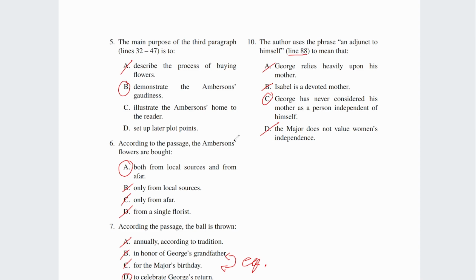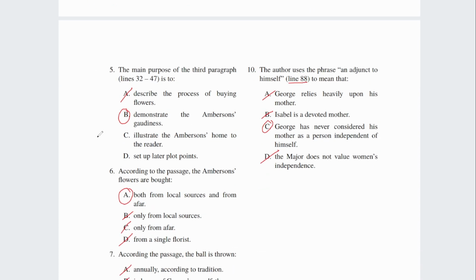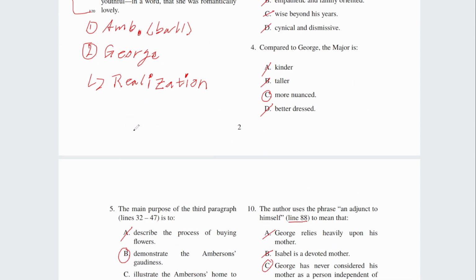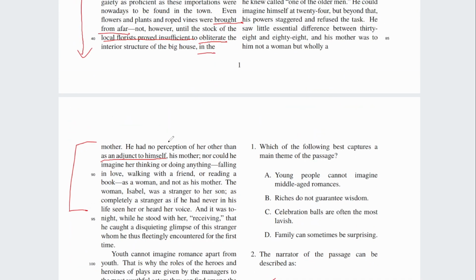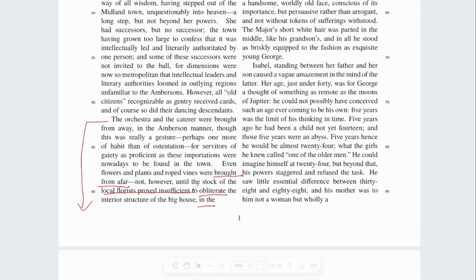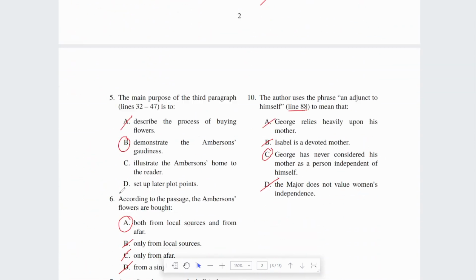Illustrating the Ambersons' home to the reader is again something that happens in this paragraph, but I wouldn't call it the main purpose. I wouldn't call it the main purpose because we're not really trying to establish a huge setting. What we're trying to do is learn what kind of people they are. The passage as a whole is about people. The passage is about the choices that people make and what is important to those people, right? What they're thinking about, what their awareness is. The Ambersons value this thing. That's what we're learning. We're not really learning what their house looks like.